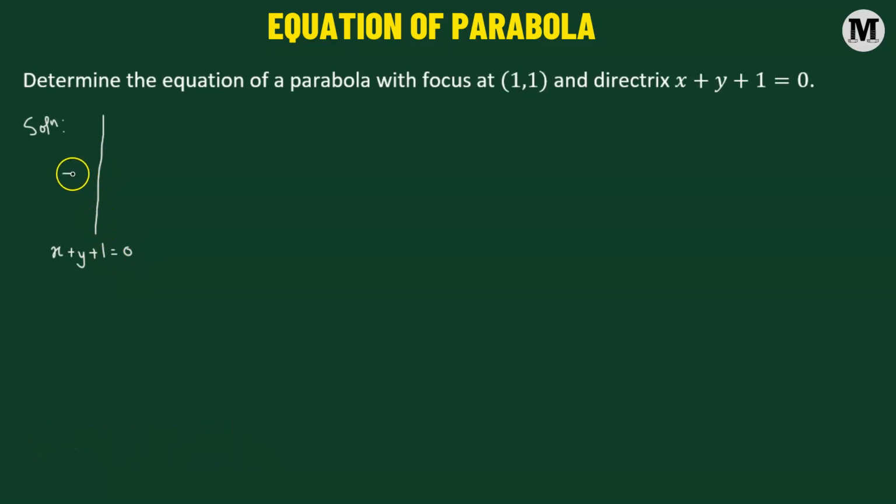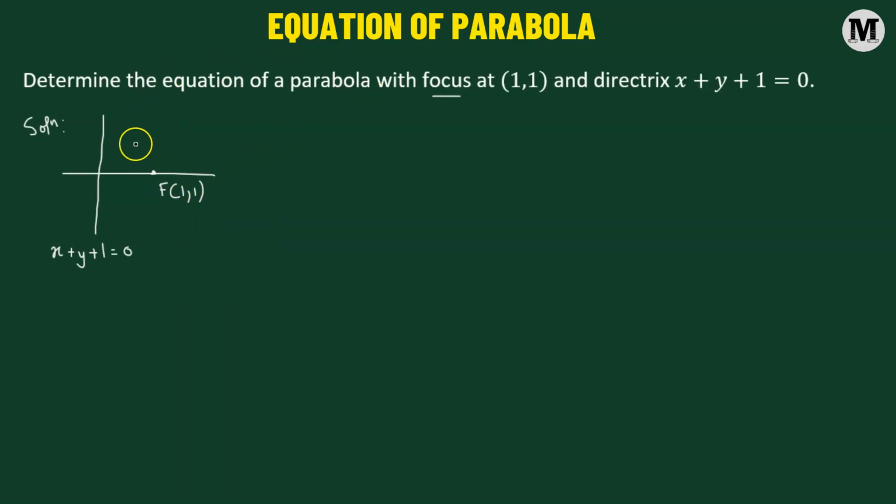Now, what we'll do, we'll draw a line which is going to be perpendicular to the directrix line, and this line is referred to as the axis of symmetry. Now on the axis of symmetry, we're going to consider a point F. F has the coordinates (1, 1). This F point is going to be referred to as the focus of the parabola. Now, using these two pieces of information, the equation of the directrix line and the coordinates of the focus, we need to determine the equation of the parabola.